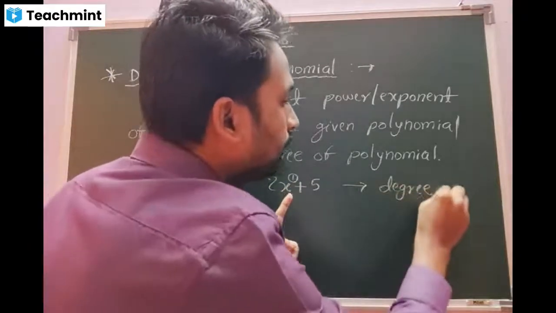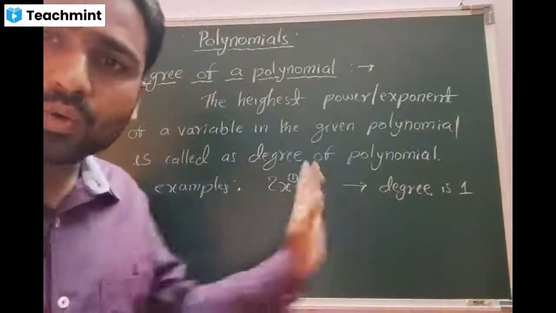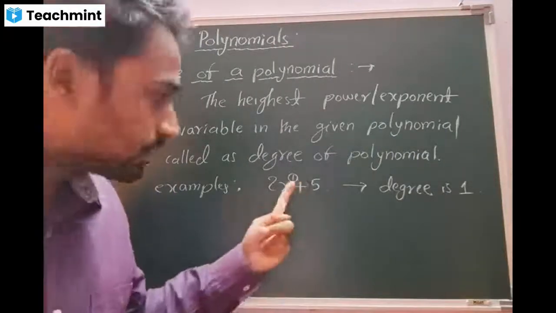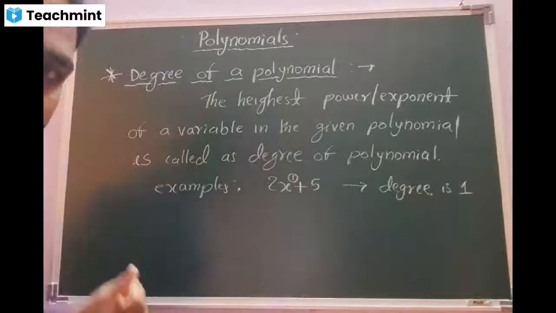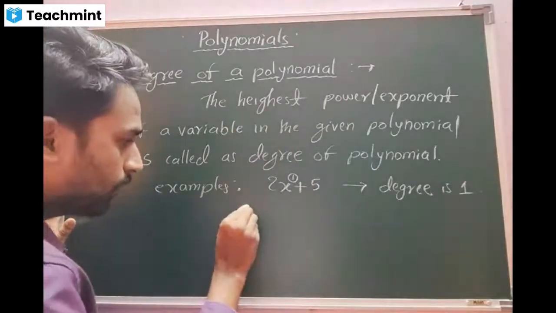What is the concept? Yes, sir. Because there is no other variable available with the power which is more than 1. I think you understood the concept. Yes, beta? Yes, sir.